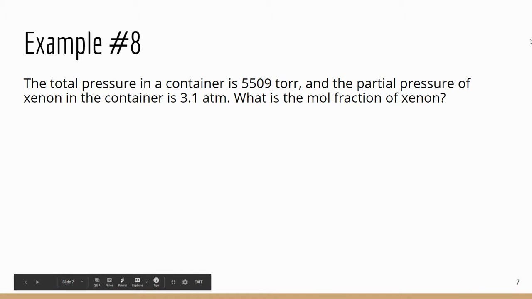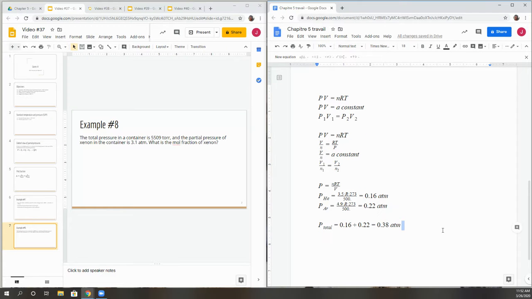Pause here. Okay, I'll walk through this one as well. So the mole fraction is just equal to the ratio of the pressure from the individual component over the total pressure. And if you know the number of moles, you can solve it that way too. But if you don't know it, you know pressure, then you can use that.